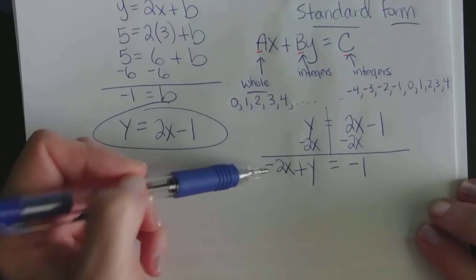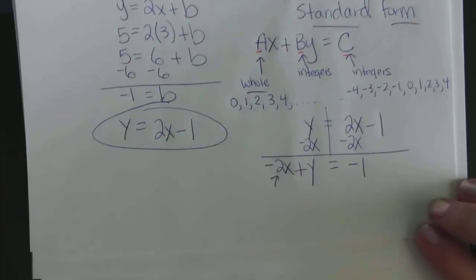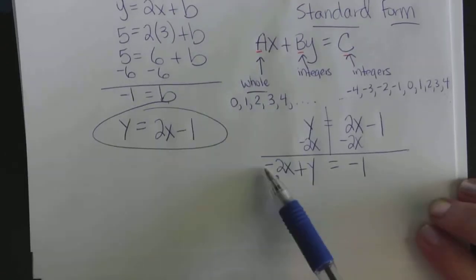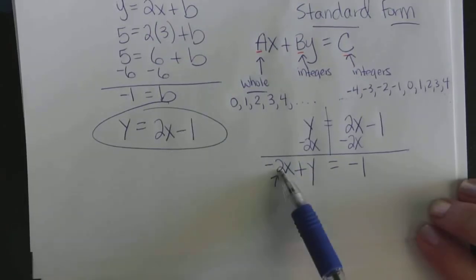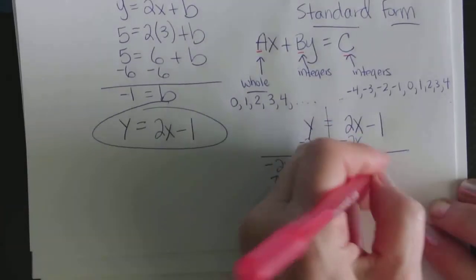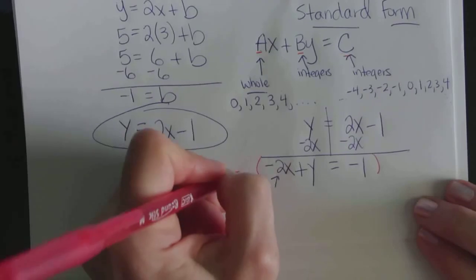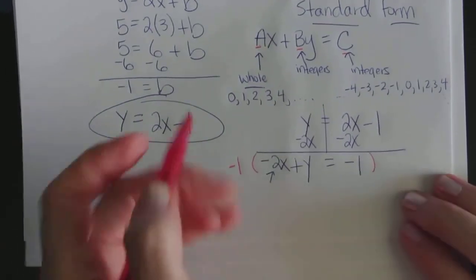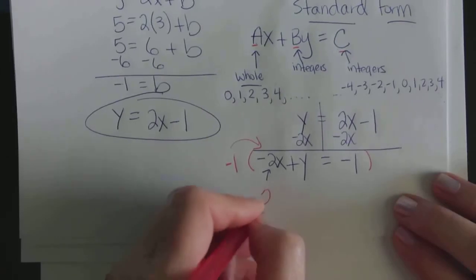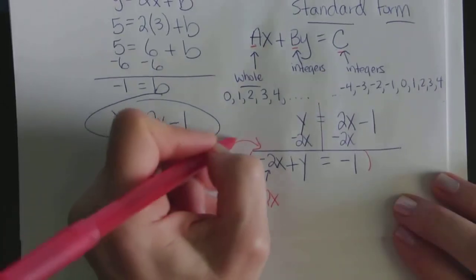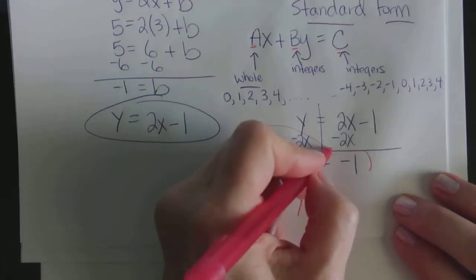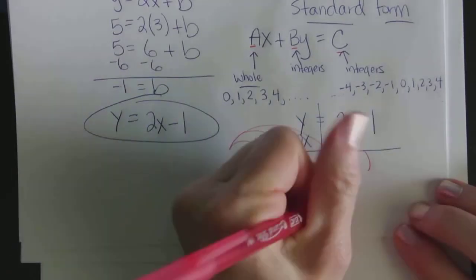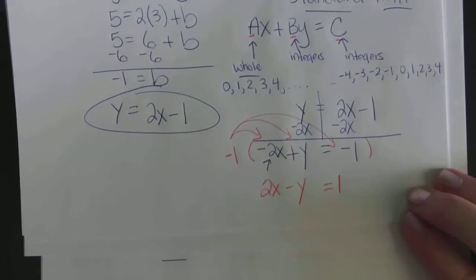Now let's check in. Is a whole number? It's close, but it's negative, and that's a no-no. Whole numbers are not negative, so we've got to get the negative off of this 2x. The easiest way to do that, everybody, is let's multiply the entire equation by -1. If I do that and I distribute, then I get positive 2x minus y equals -1 times -1 is 1.